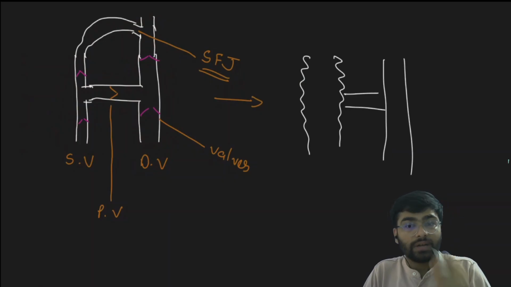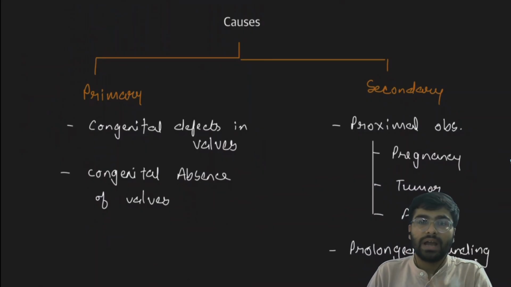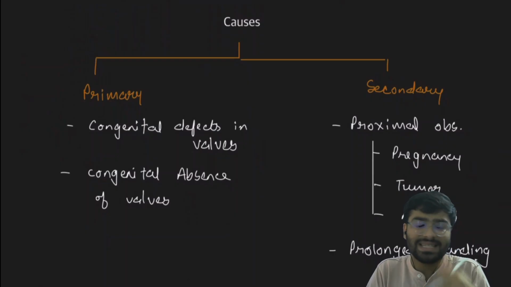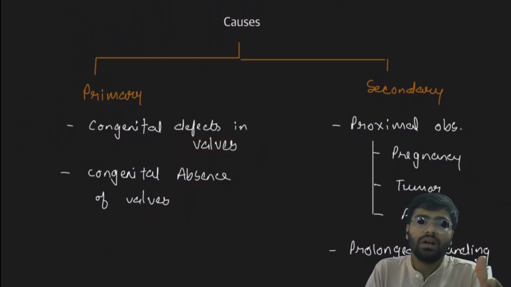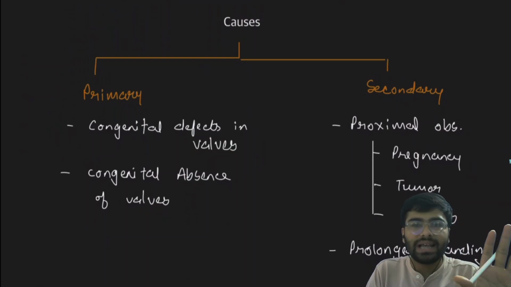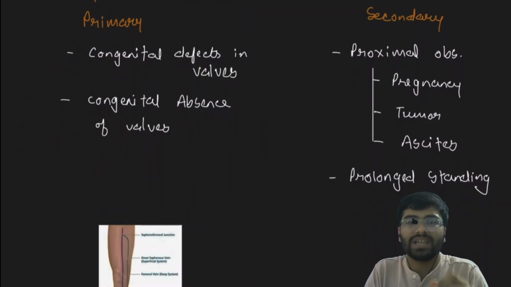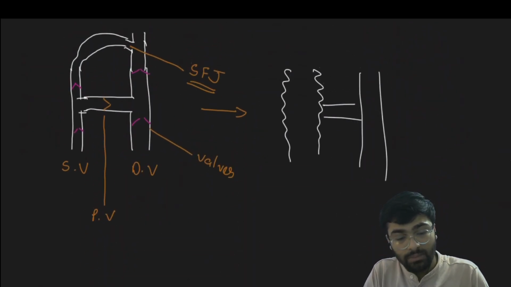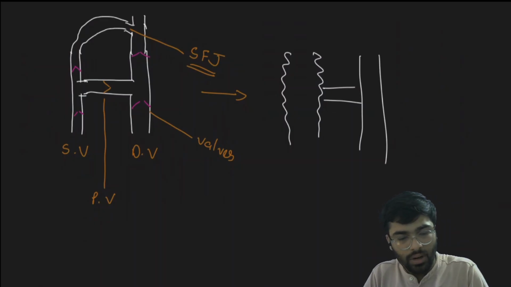Okay. Now let me explain to you in detail the causes which I've explained earlier. So causes can be divided basically into primary cause and secondary cause. Primary cause means one that is present since birth, and that's what we call a congenital problem. So I've told you earlier, congenital defect in valves, congenital absence of valves. The valves are not functioning well, or valves are not present at all. Those are classified as primary causes. Secondary ones are proximal obstruction. Obstruction means blockage. So proximal means above, not below. Below means distal.